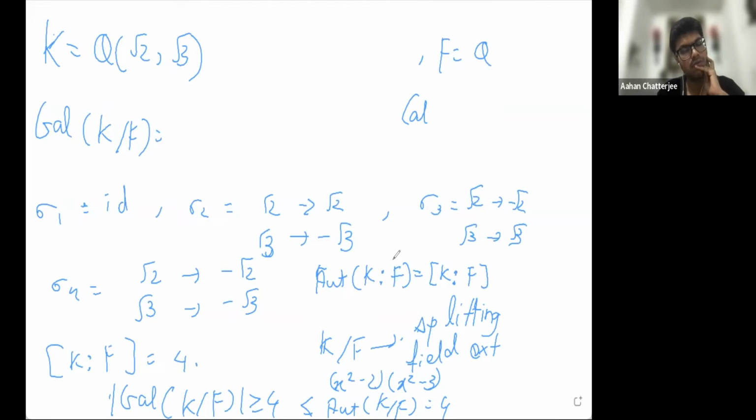Does this make sense? And we have shown here that K over F is 4.